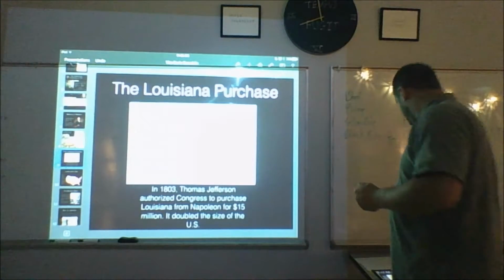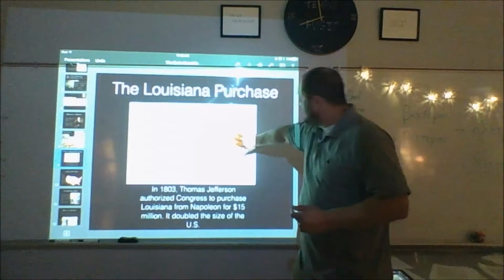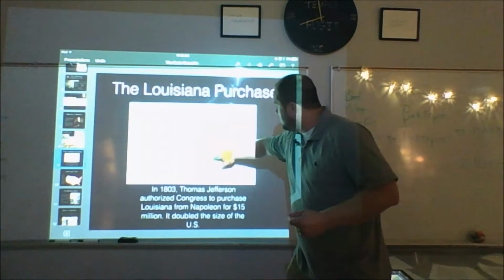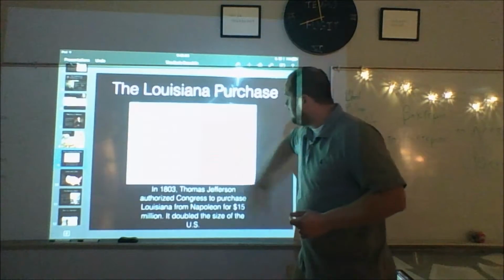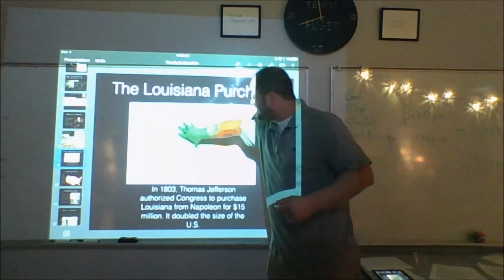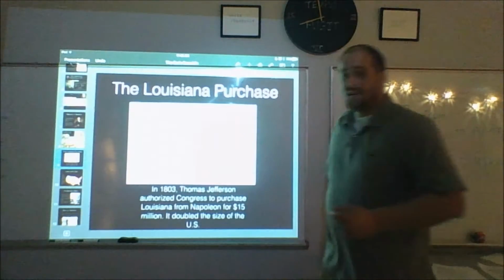So, the United States starts off here. Here's your Northwest Territory, Mississippi Territory, just kind of like this gets formed out of the same chunk. And now you got Louisiana. As you can see, the United States essentially doubles in size.